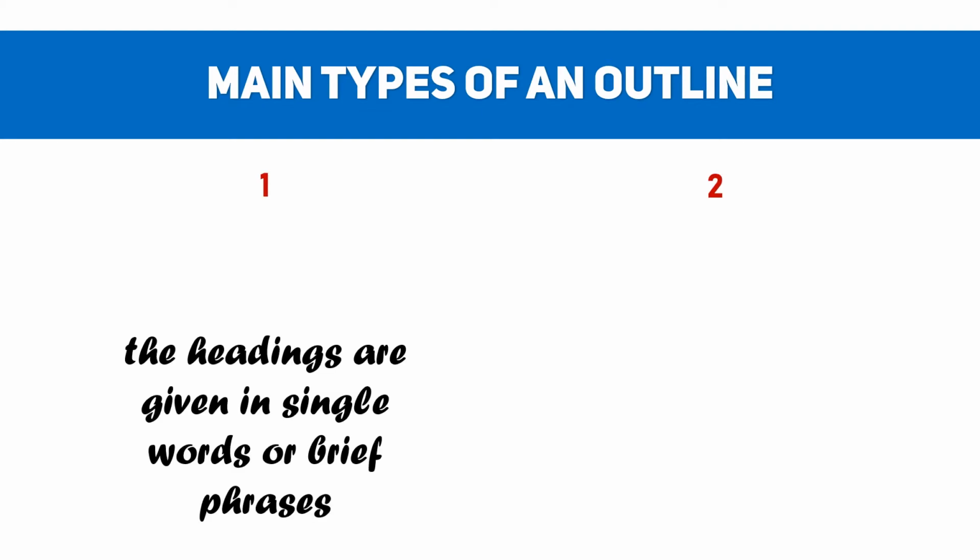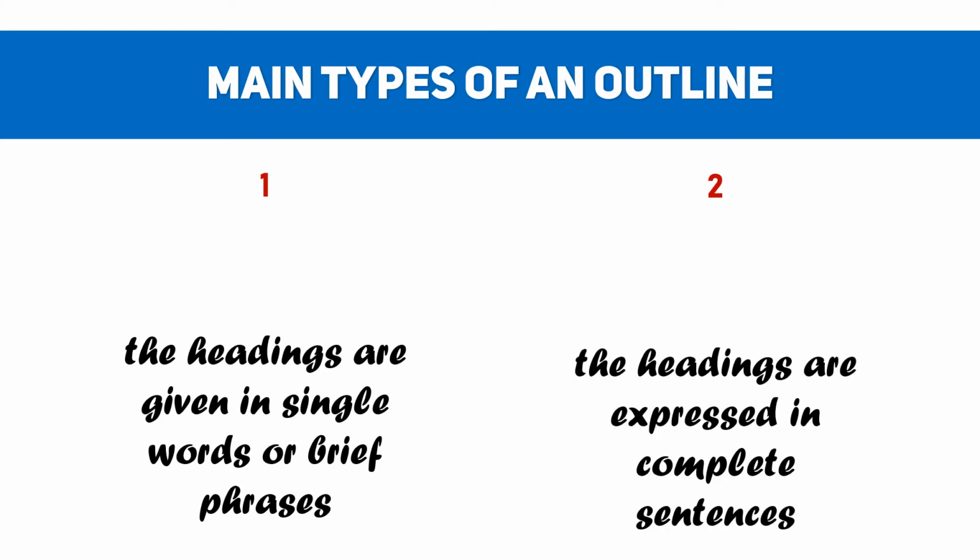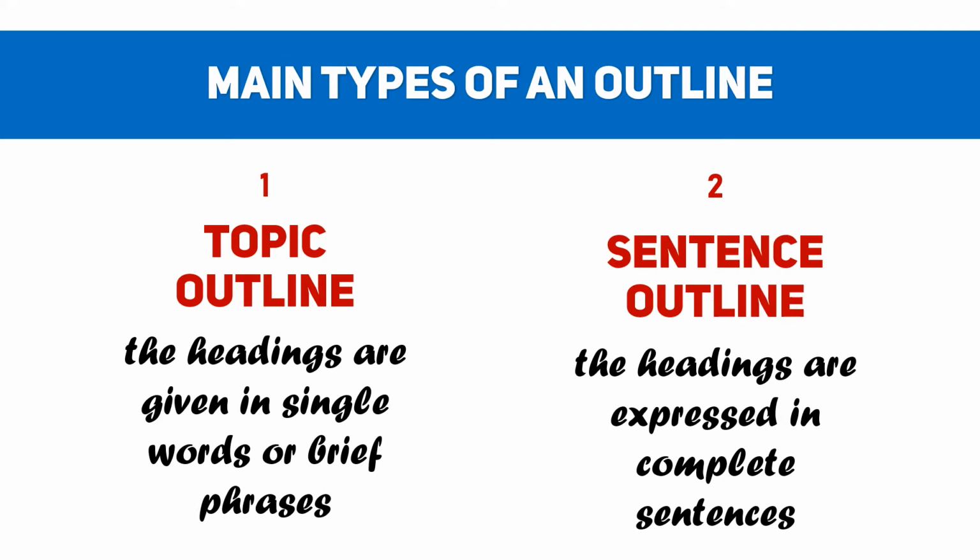Now we have two main types of outlines. So the first is when the headings are given in single words or brief phrases. The second one is that headings are expressed in complete sentences. The first one is what we call topic outline, and the second one is the sentence outline. So there is really no rule which kind is actually better. So you just have to choose the one that you think will work best for your essay.